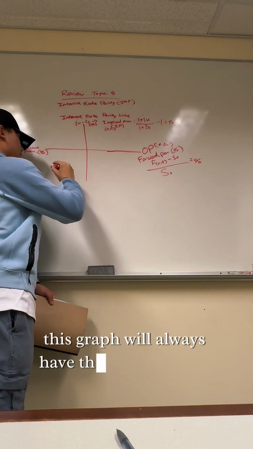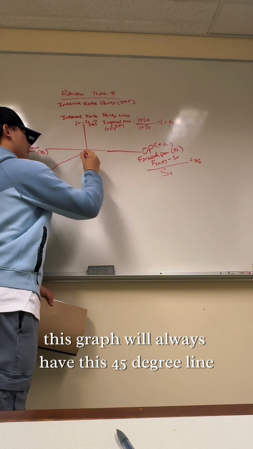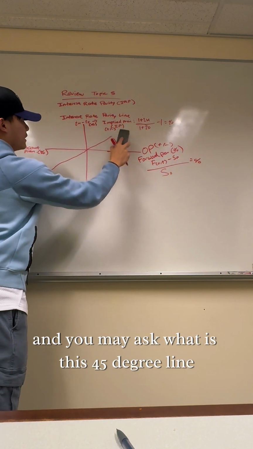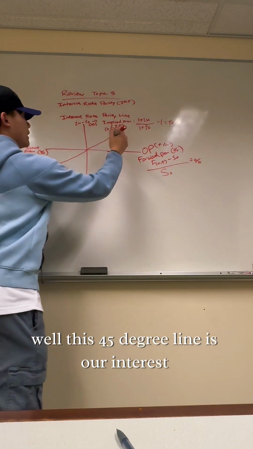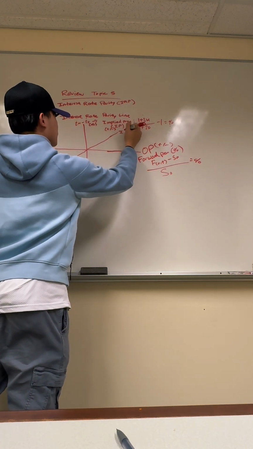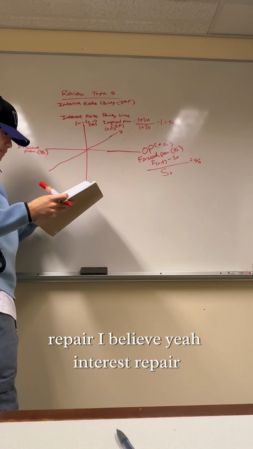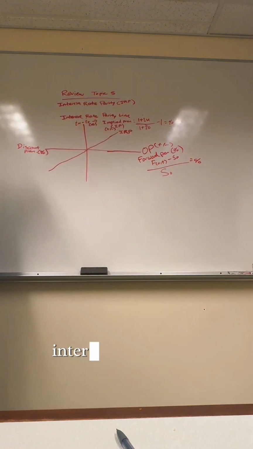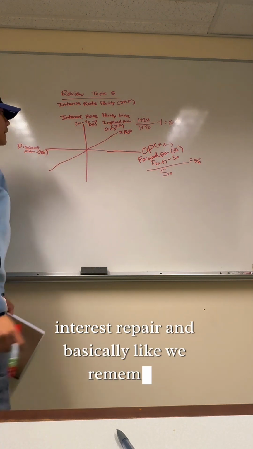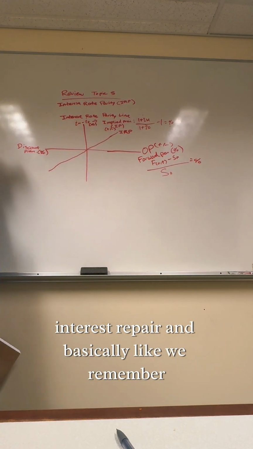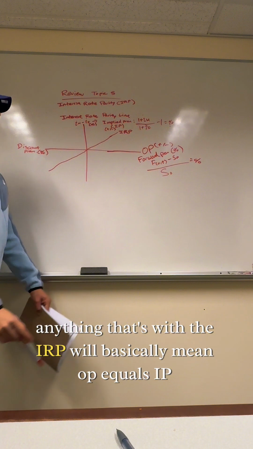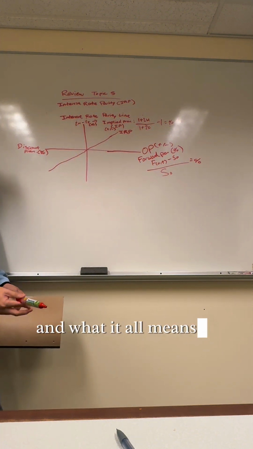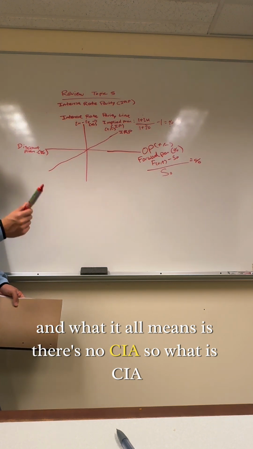So now, we're not done here. Remember, this graph will always have this 45-degree line. And you may ask, what is this 45-degree line? Well, this 45-degree line is our interest rate parity, IRP. Anything that's on the IRP will basically mean OP equals IP, and what it all means is there's no CIA.